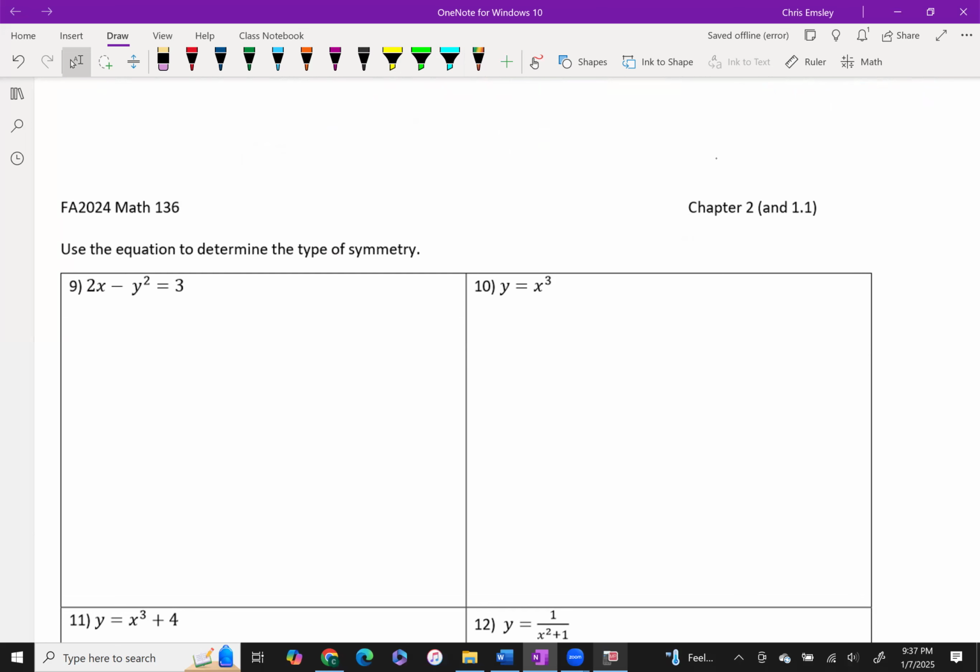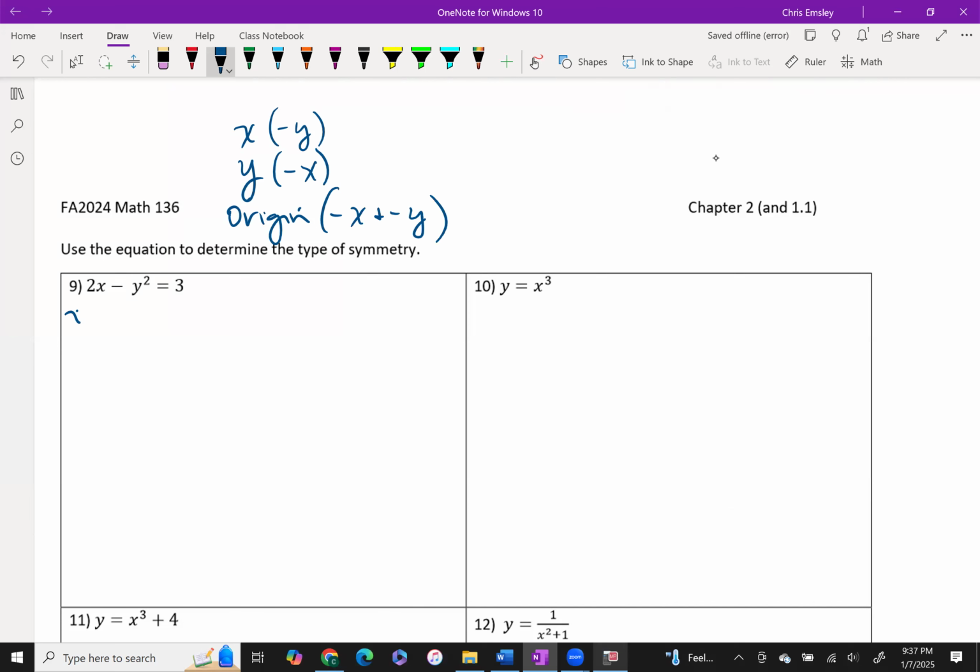So with each one of these equations, we just have to step through the different types of symmetry. Once we find symmetry, we stop. We don't have to try the others. But for each one of these, we're going to check for x-axis symmetry, y-axis symmetry, and origin. X is when we put in the negative y, y-axis is when we put in the negative x, and origin is when we put in both as negatives, okay?